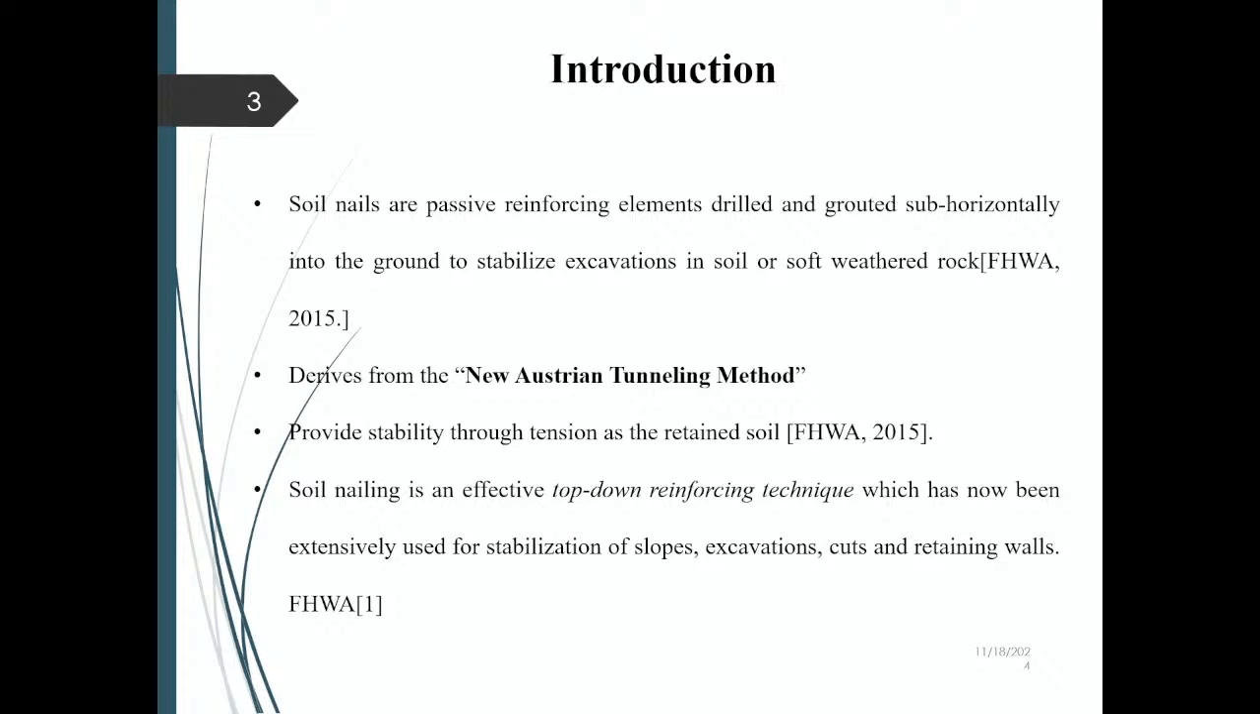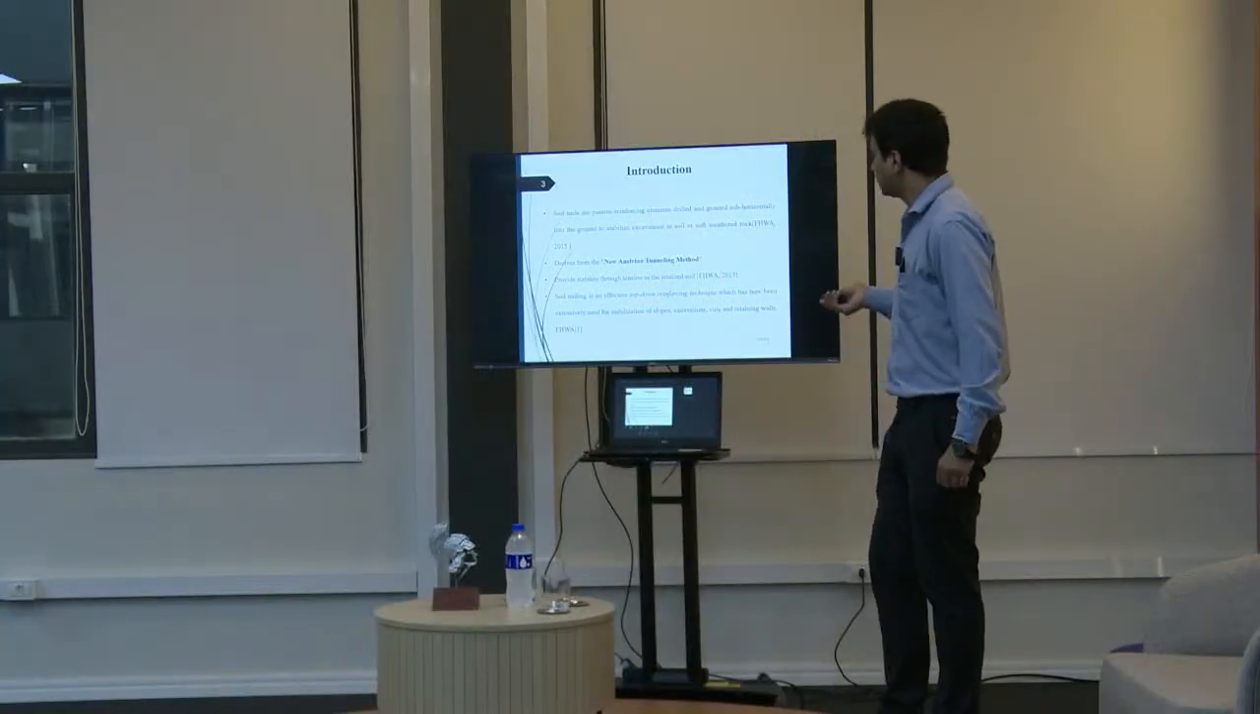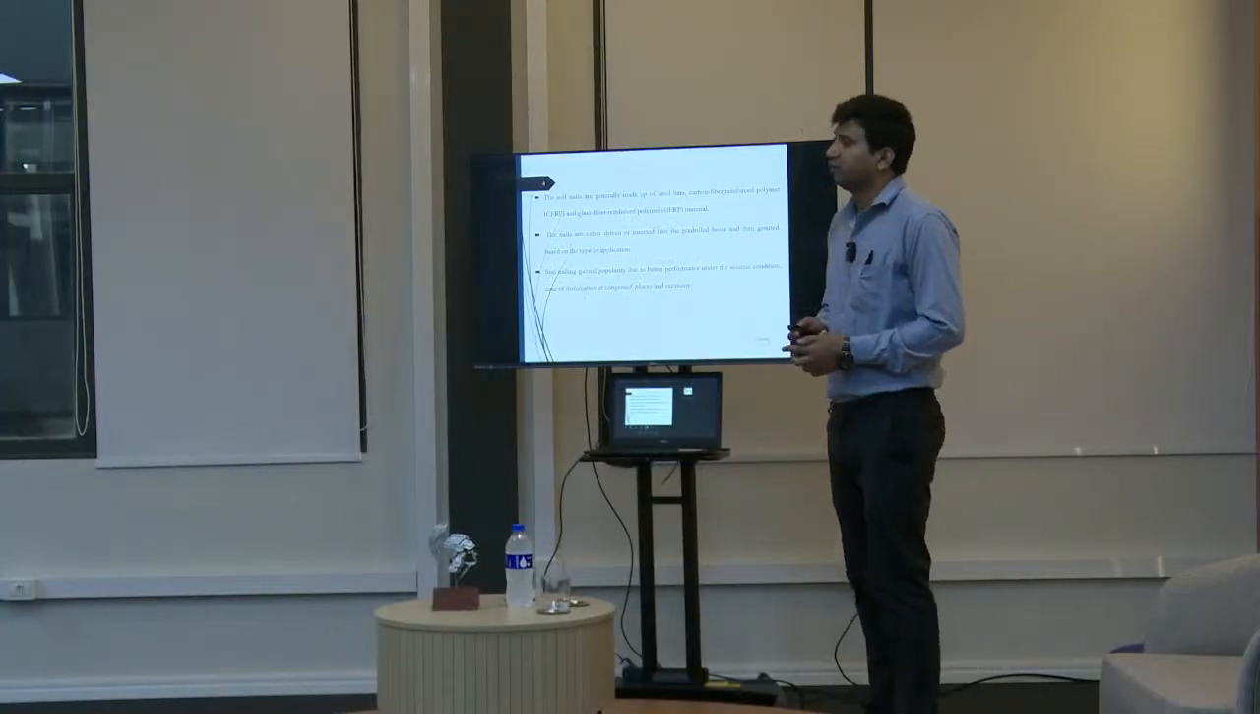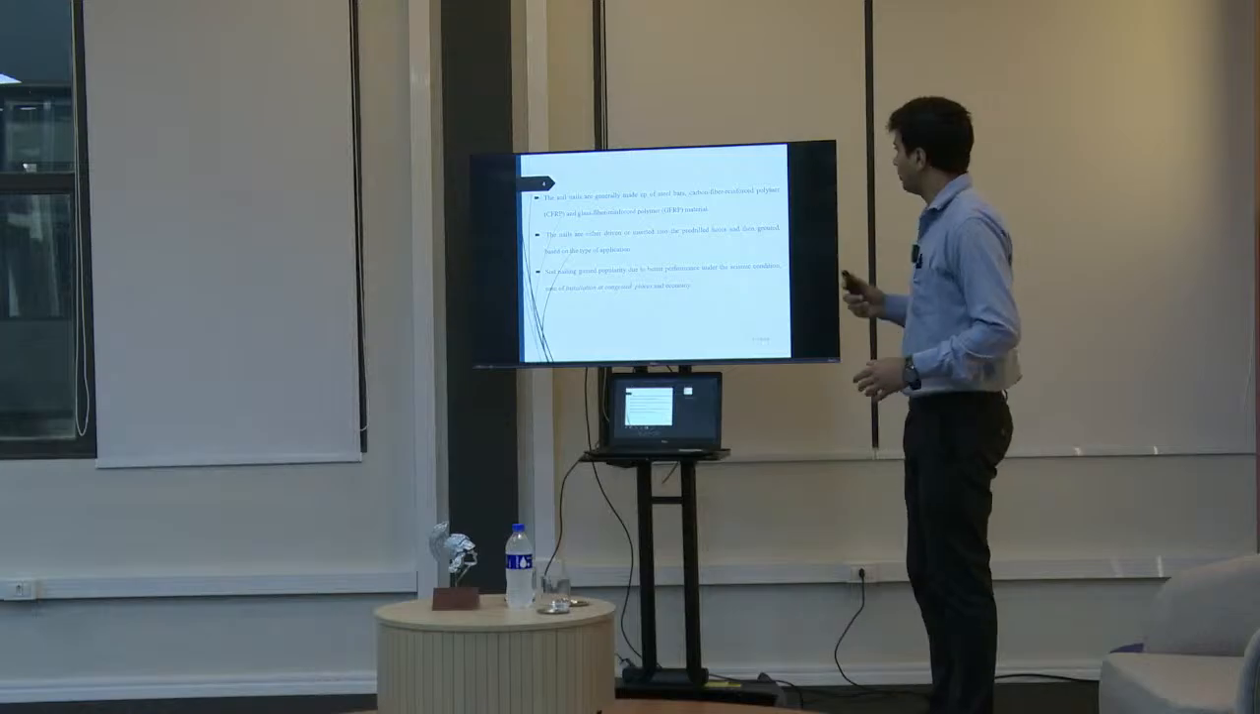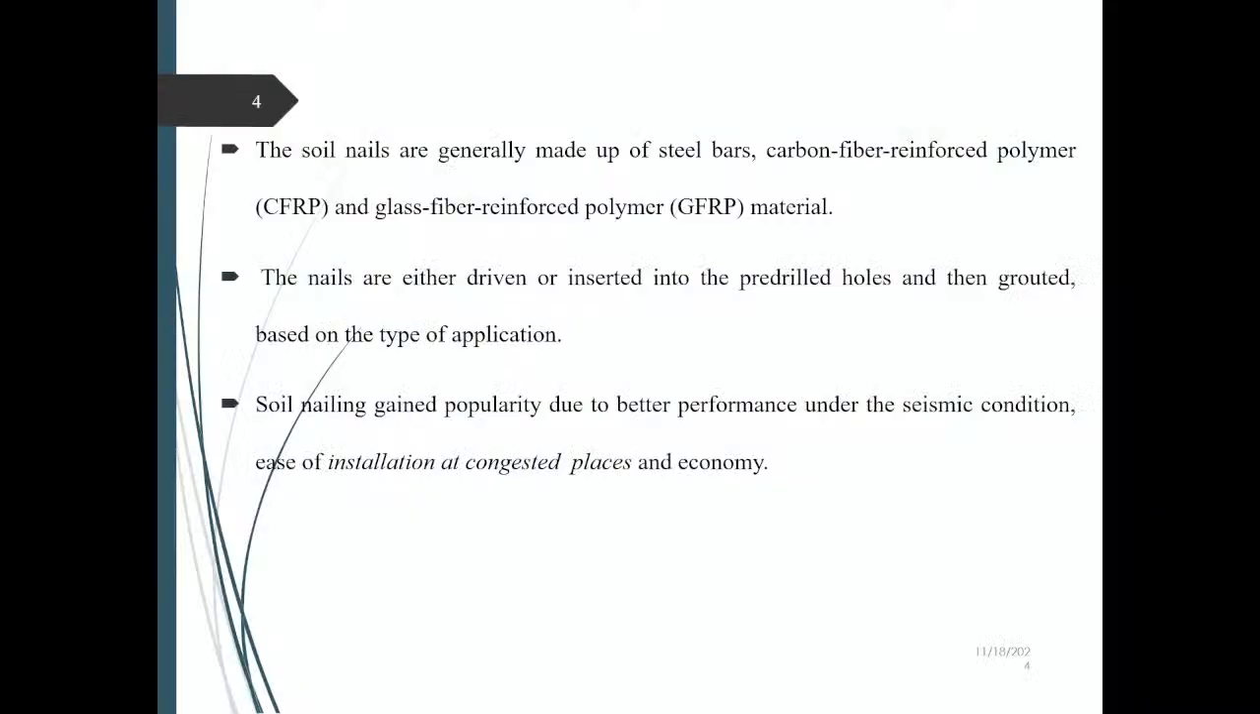So here is the introduction. What is a soil nail? It's a passive reinforcement element, introduced into the soil mass just to increase the shear strength of the soil. This technique was derived from the New Austrian Tunneling Method. Initially this method was used for rock bolting, and from there this technique was derived for soil. It's a top-down approach, which means when we start constructing a nail wall, we work from top to bottom.